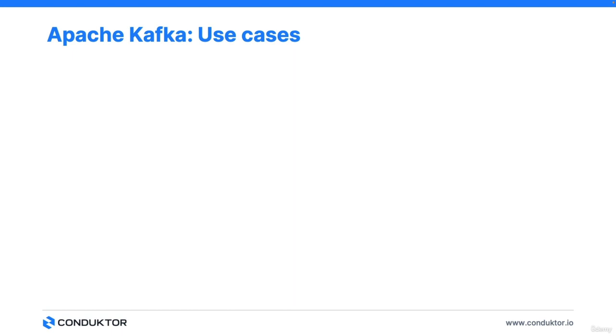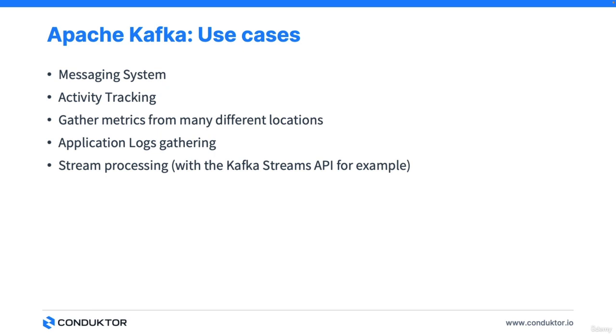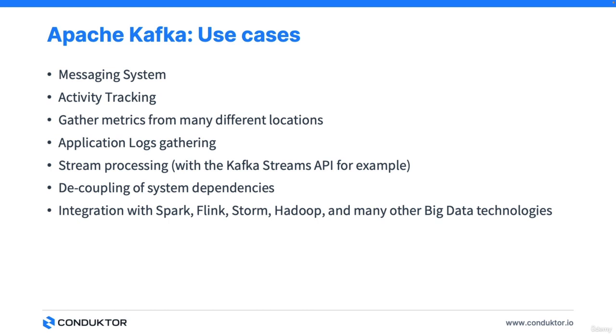Now into the use cases: how is Apache Kafka used? It's used as a messaging system and an activity tracking system. It's used to gather metrics from many different locations and to gather application logs, which used to be the first use cases for Kafka. More recently it's used for stream processing, and we'll see how to do that using the Streams API, for example. It's used to decouple system dependencies and microservices. It has integration with big data technologies such as Spark, Flink, Storm, and Hadoop. And as I said, it's also used for microservices pub/sub.